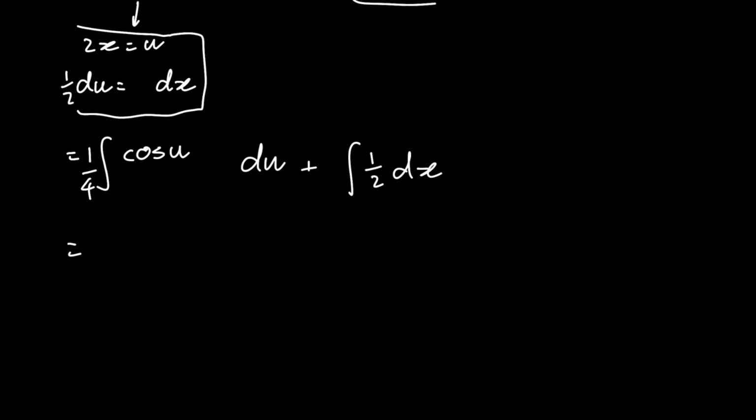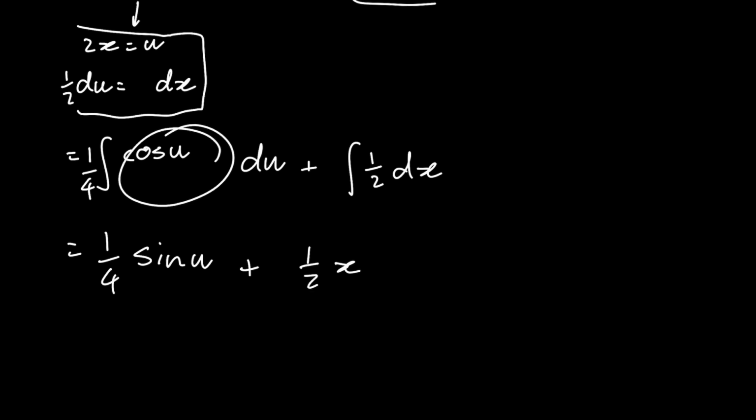Okay, so now solving both these integrals, we have 1 over 4 times sine of u, because the derivative of sine is cosine, so the integral of cosine must then be sine, plus 1 over 2x. And now you'll notice this integral was in terms of u, so our answer to it was in terms of u, and this integral is in terms of x, so our answer to it is in terms of x. And of course, don't forget the constant of integration, plus c.